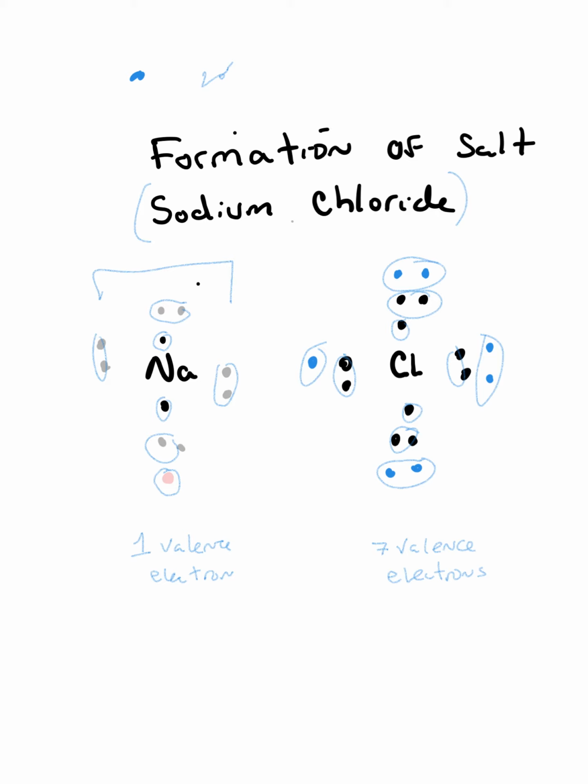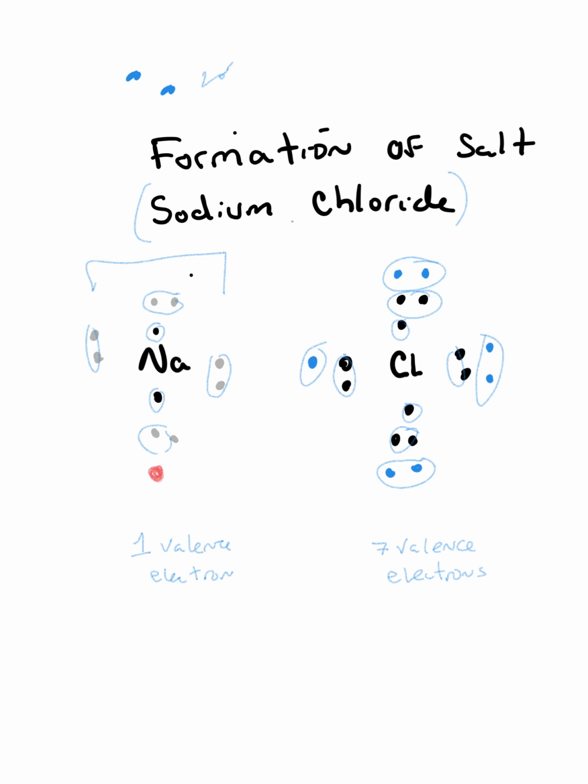One thing also to keep in mind is that sodium has a relatively low electronegativity. Chlorine has a relatively high electronegativity, so strong that it will actually take away the valence electron that sodium has. So this electron here will actually move. You have this valence electron of sodium, it's red over here. When it bonds with chlorine, it actually moves over to chlorine.